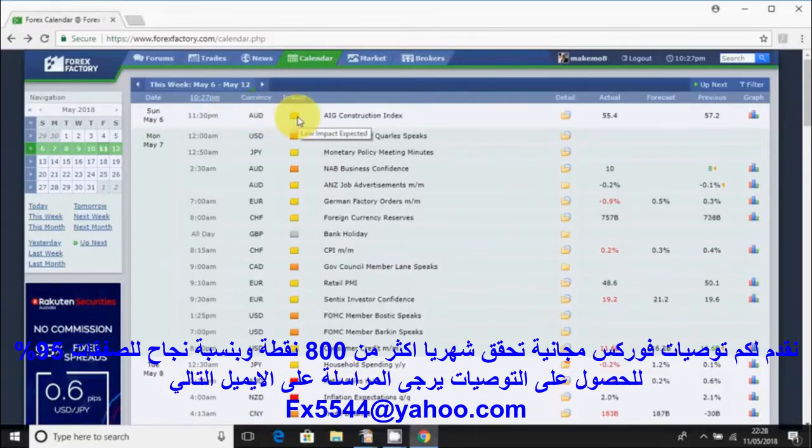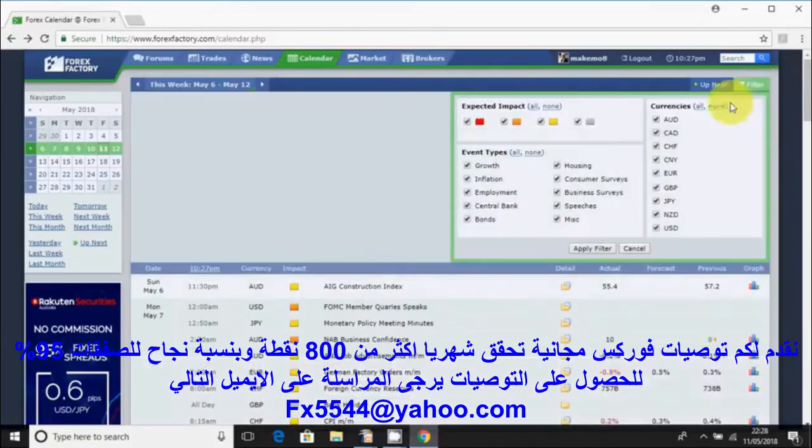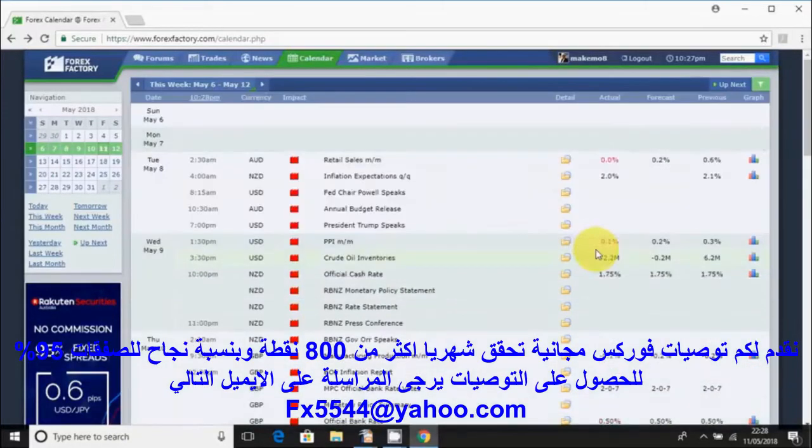So we have different types of impact. This is a low impact. The next type is the medium impact. This color means non-economic news at all. And the last one is the high impact. The red is the high impact. So we have these 4 types. The one that is important is the high impact. It's the only one that actually makes the market move. So I will filter out the rest and only keep the high impact news.